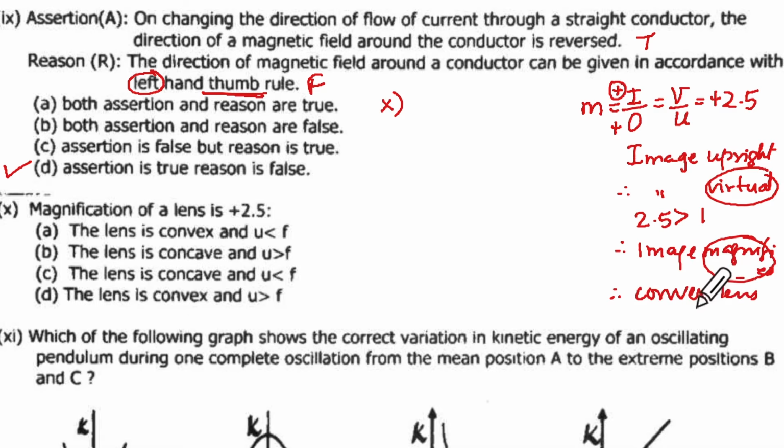And if it is a convex lens, to get a magnified image, where should the object be? Between F and the optical center, correct. So the lens is convex, you can't take concave. And U is less than F, meaning within the focal length. Between F and O means what? Is it this or is it this?